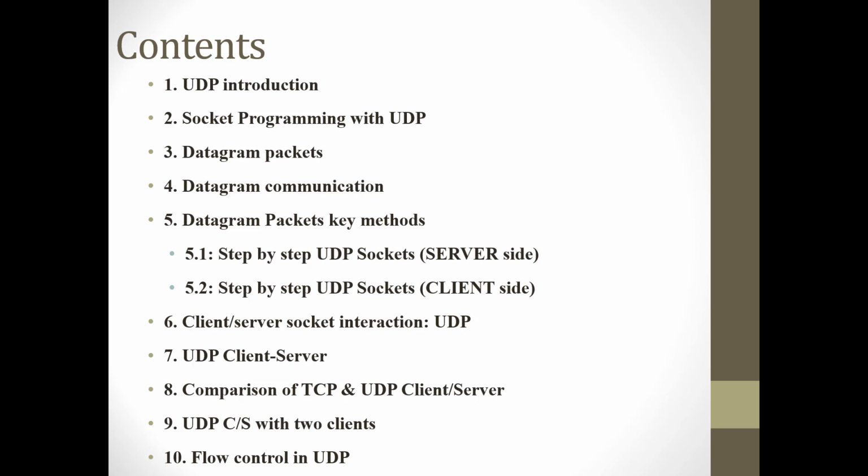In this lecture, we are going to discuss these 10 topics: UDP Introduction, Socket Programming with UDP, Datagram Packets, Datagram Communication, Datagram Packets Key Methods, and the step-by-step UDP socket server-side creation, step-by-step UDP socket client-side creation, the client-server socket interaction and UDP client-server, comparison of TCP and UDP client-server, UDP client-server with two clients, that means with more than one client, how to handle more than one client in UDP. And finally, we are going to discuss flow control. So these are the 10 major topics that we are going to discuss in this particular lecture.